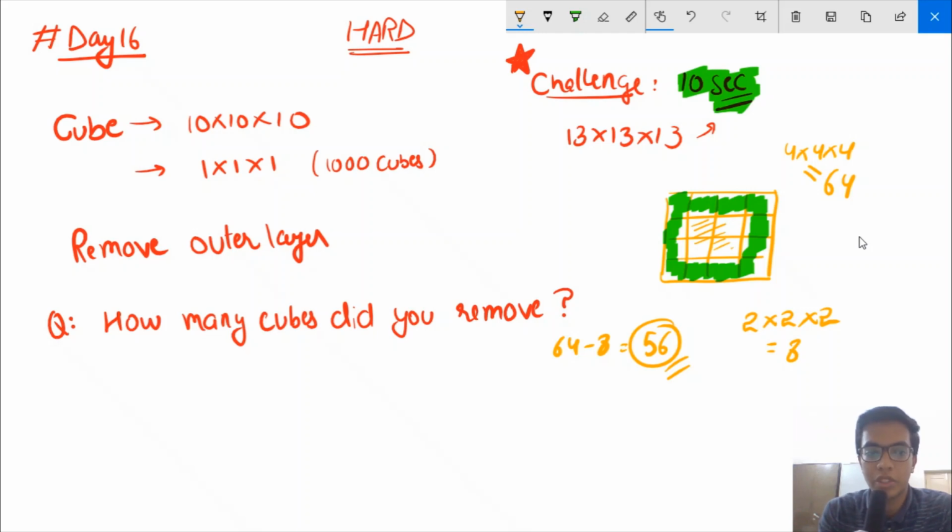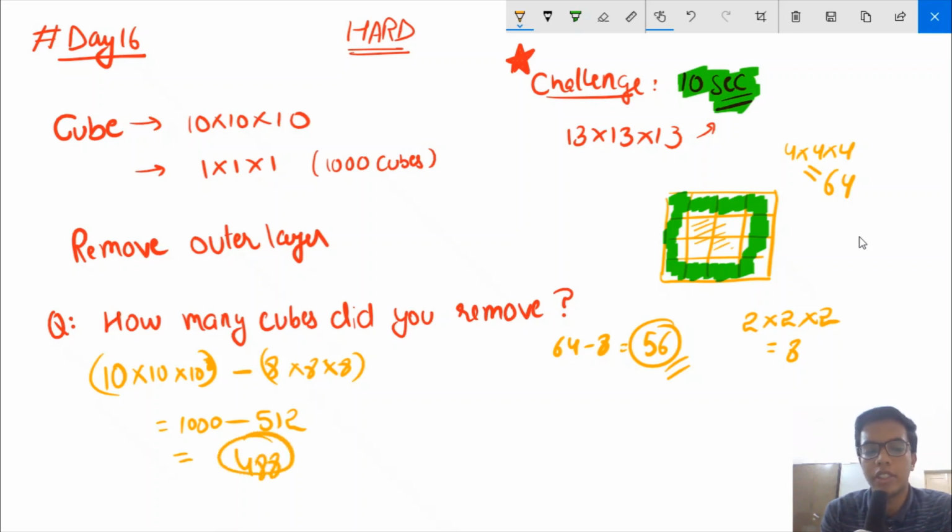So what's the answer to this question? It's 10 into 10 into 10, that is 10 cube, minus 1 layer removed. So 10 minus 2 is 8. 8 into 8 into 8, 8 cube. 10 cube minus 8 cube, which is equal to 1000 minus 512, which is equal to 488. So this is the answer.